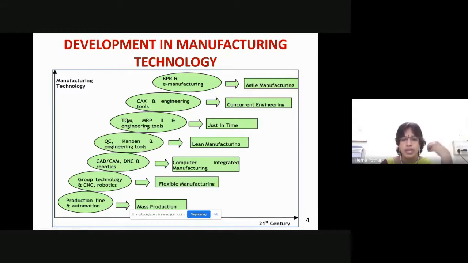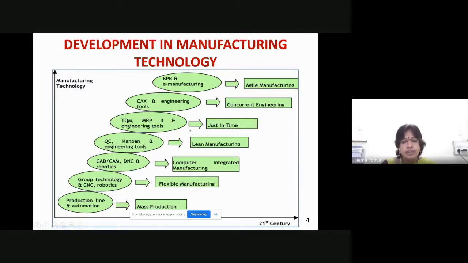Only then will these people bring that down, using a few more engineering tools, depending on how exactly you are processing that particular raw material, whether the industry is working on a fixed layout, or a process layout, or a product layout type of production line. Depending on that, they use a few engineering tools to make it much more flexible, and they have introduced the concept of JIT in that particular area.